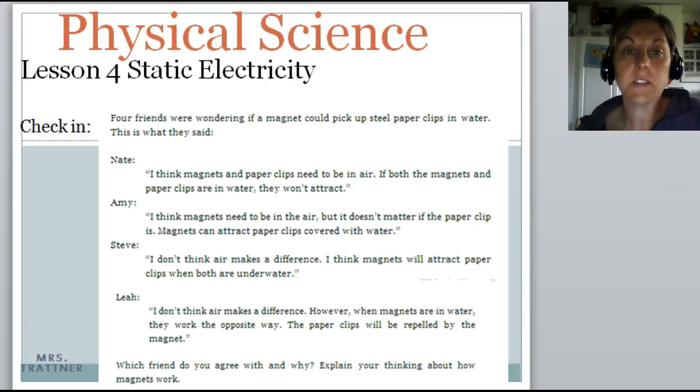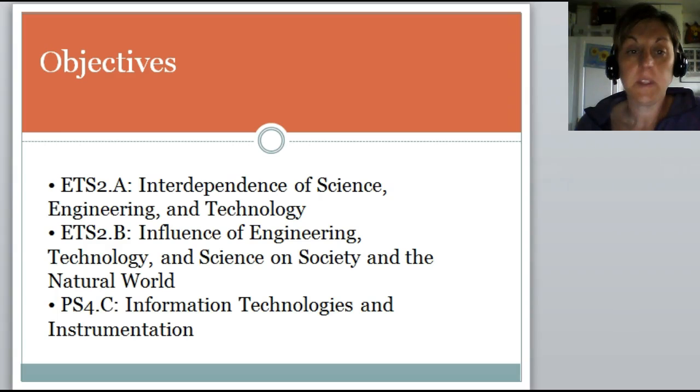Welcome to Physical Science. This lesson is on static electricity. We will start our class off with a check-in question, so you can go ahead and take a look at that before class begins. Our objectives are stated here, and these are the ones that we've been covering throughout this unit.